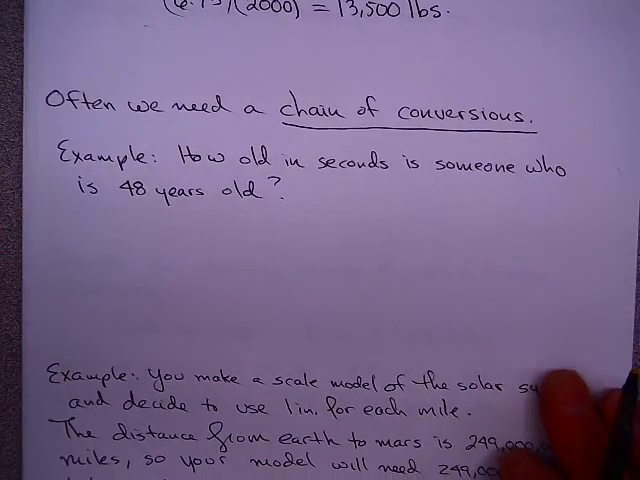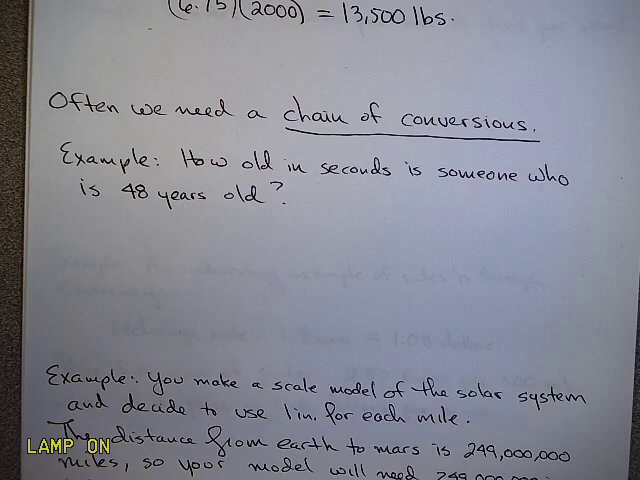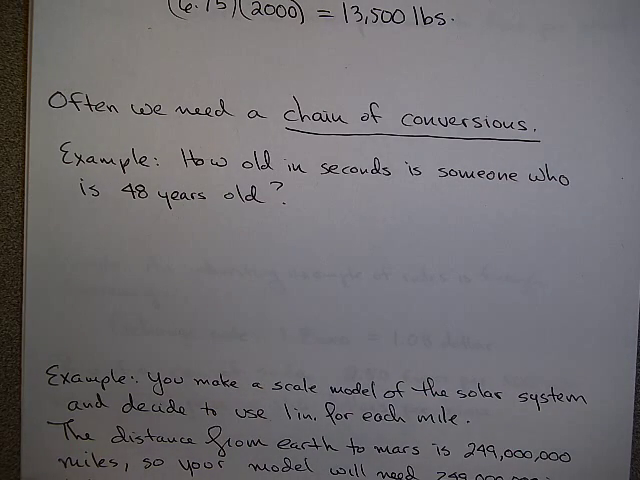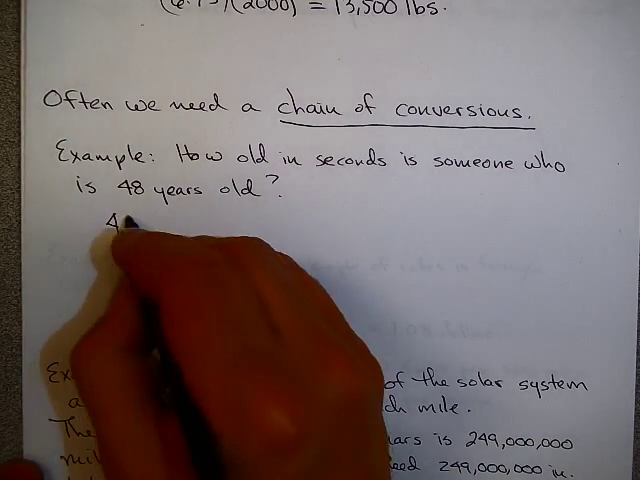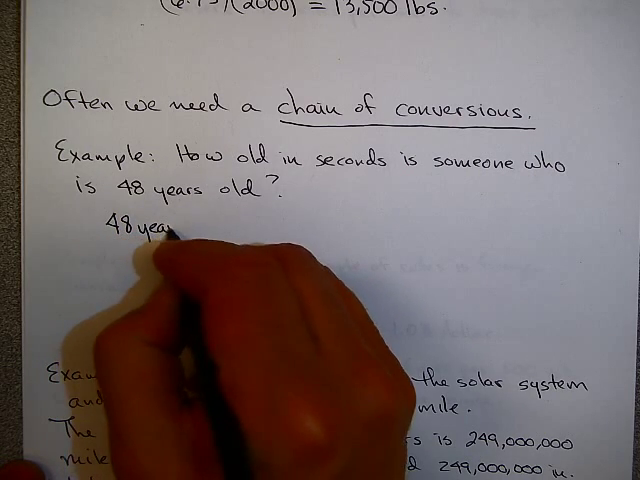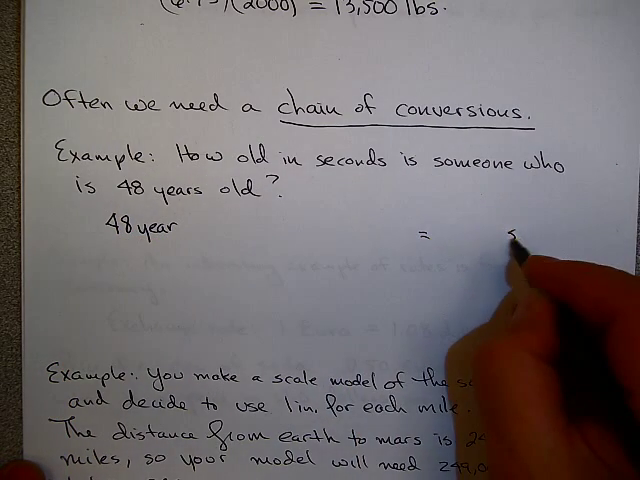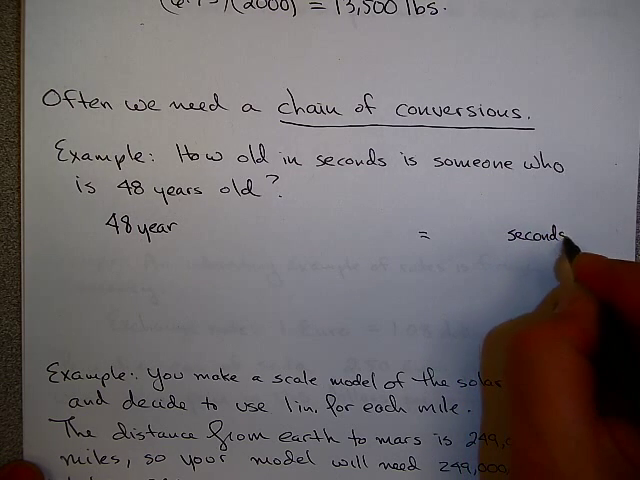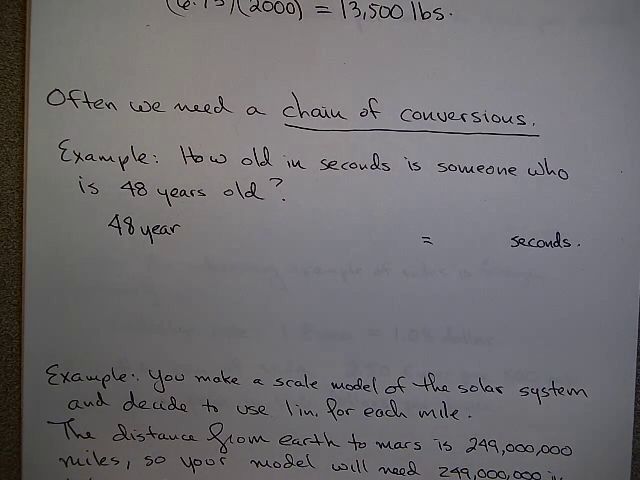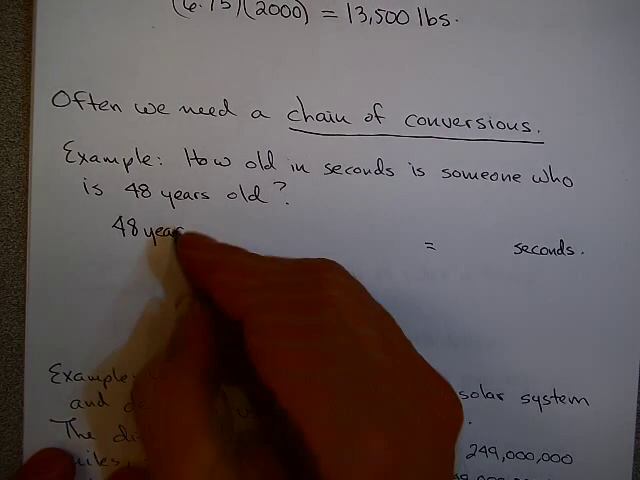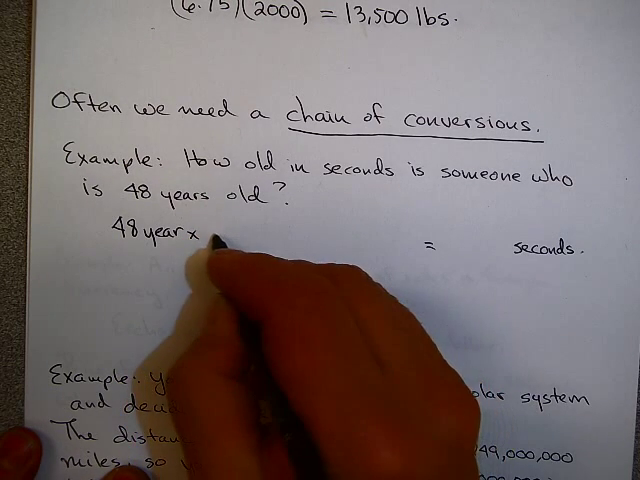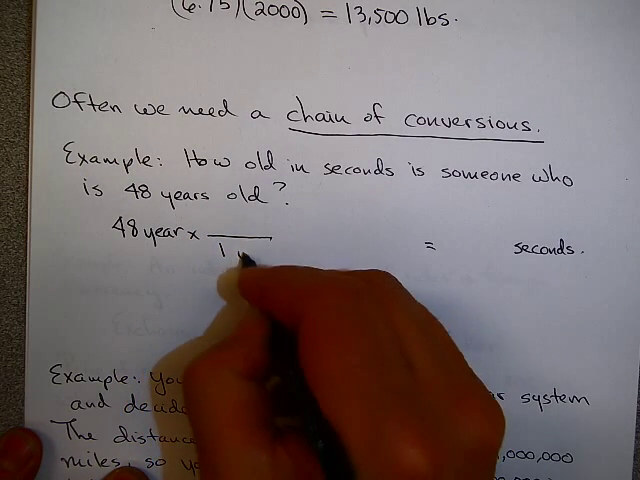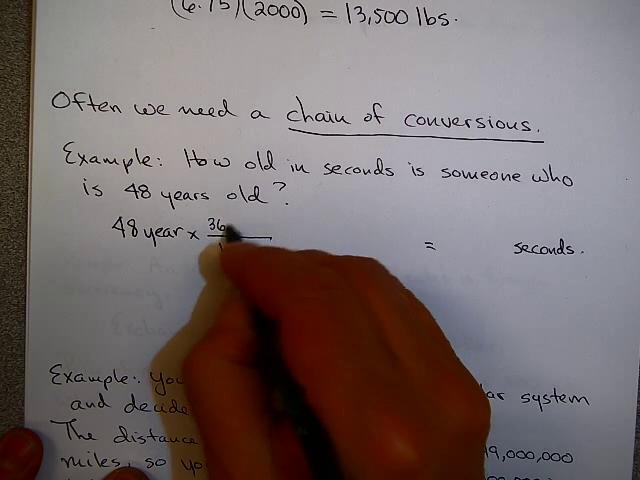For example, here's a question. How old in seconds is somebody who is 48 years old? So I'm going to start with 48 years, and I'm going to turn that into seconds. Now, units of time, I assume you know from just your general experience. And you probably don't know, however, how many seconds are in a year, but you probably do know that there are 365 days in 1 year. So if I want to get rid of years and put in days, I would do this.